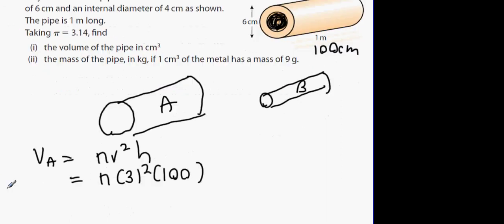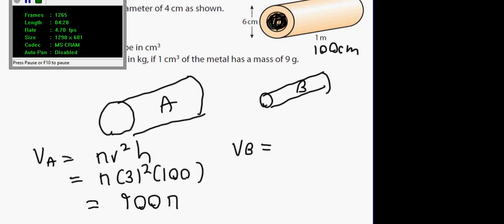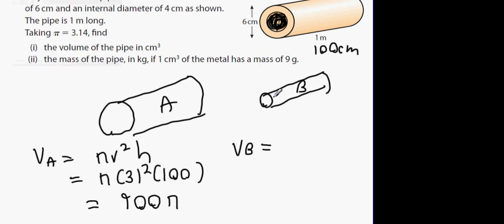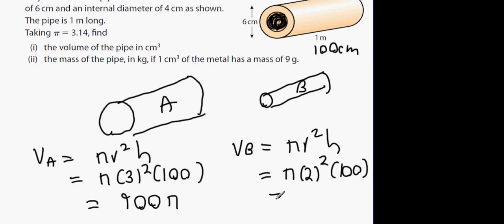So what's that in terms of pi? 900 pi. Keep it in terms of pi because you're going to take the volume of B away from the volume of A. Once again, pi r squared h. This time the radius is 2, so 2 squared multiplied by 100. The volume of B is 400 pi. This means that the remainder is 500 pi.